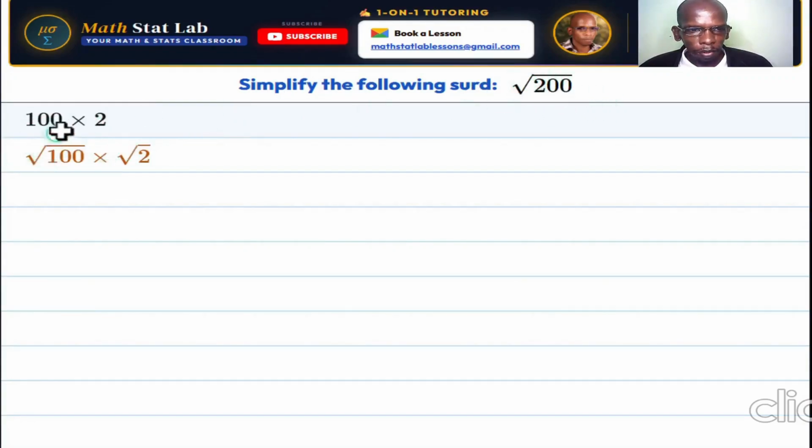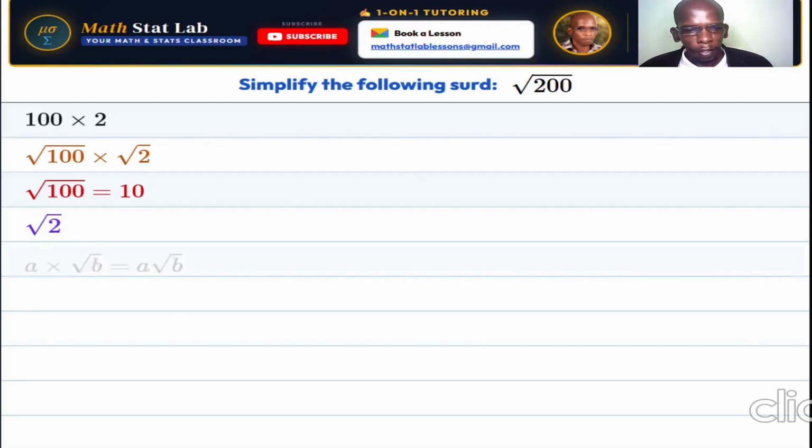So it becomes the root of 100 multiplied by the root of 2. Then from there, we already know the square root of 100 is 10. So the square root of 100 is 10, but the square root of 2 will remain as the root of 2 because 2 doesn't have an exact square root.